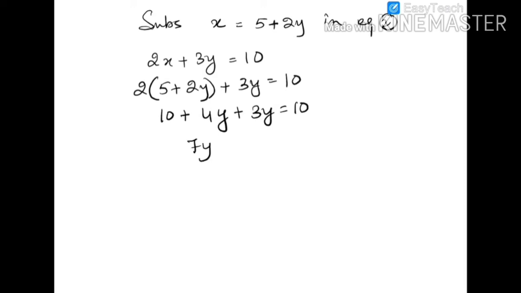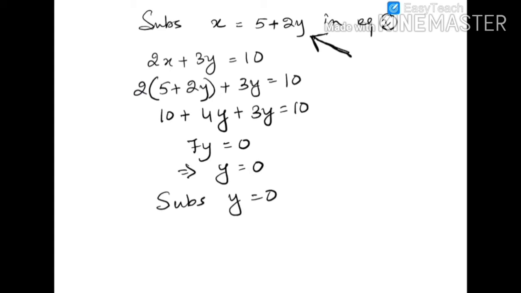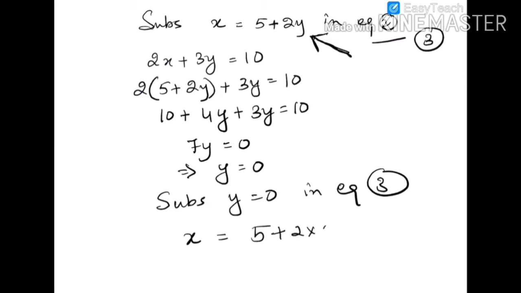So we get 7y equal to 0. This implies y is equal to 0. Now we will substitute y equal to 0 in this equation. So x will be equal to 5 plus 2 times 0, and that is equal to 5. So the solution of this pair of equations is (x, y) which is (5, 0).